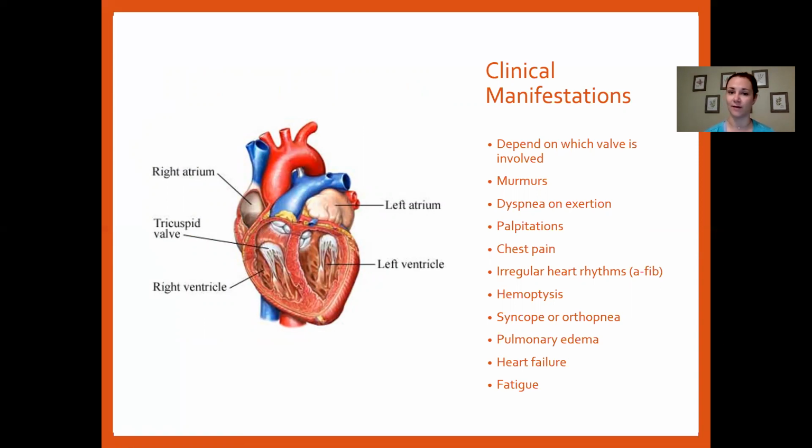So this is where that blood flow comes in. If blood is regurgitating back, then you need to follow the blood flow of the heart to figure out where it would back up to.